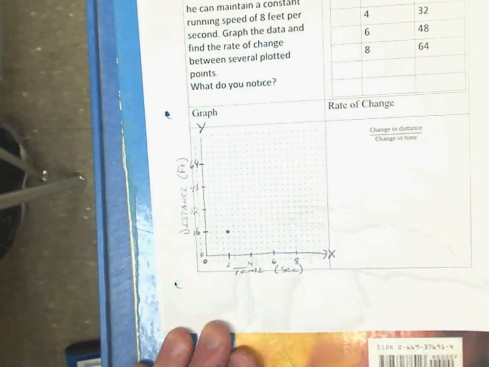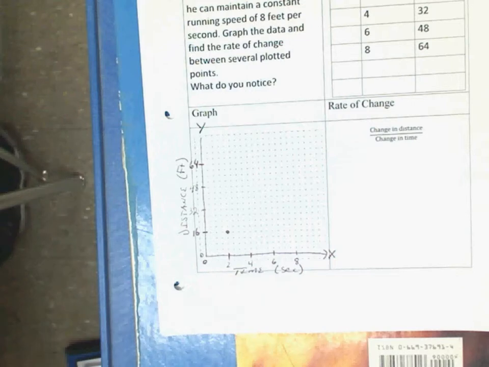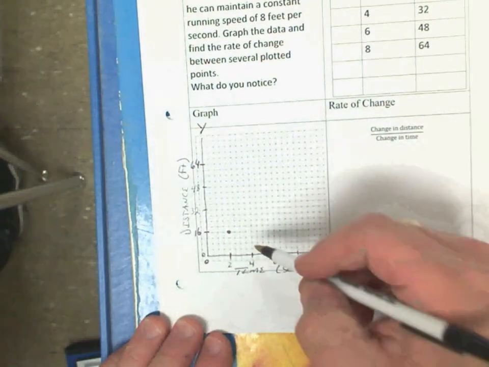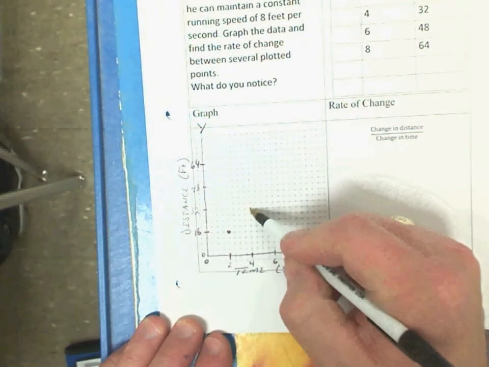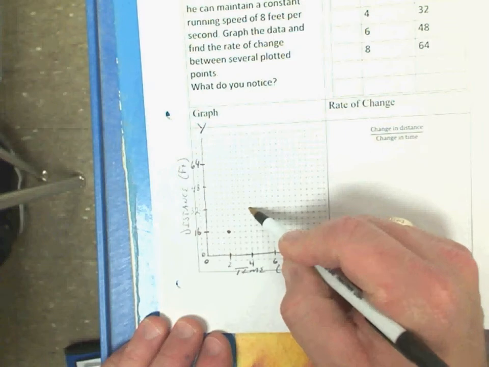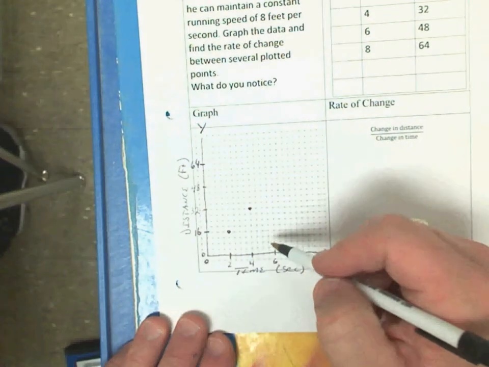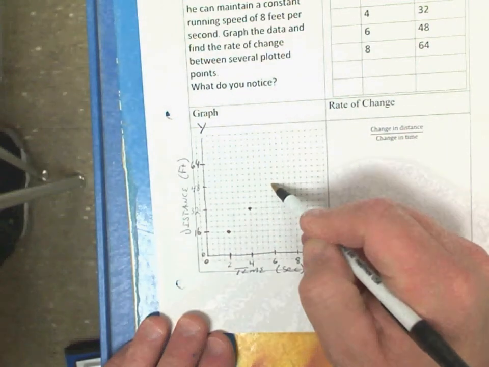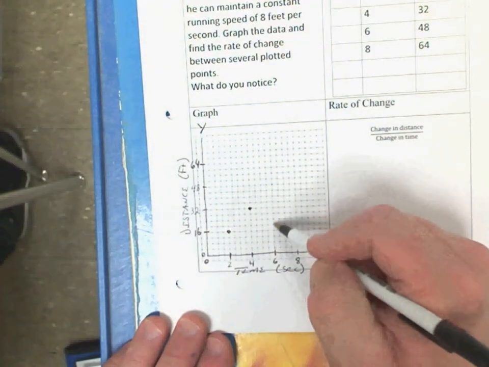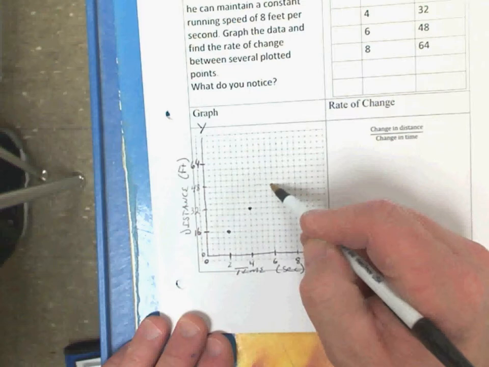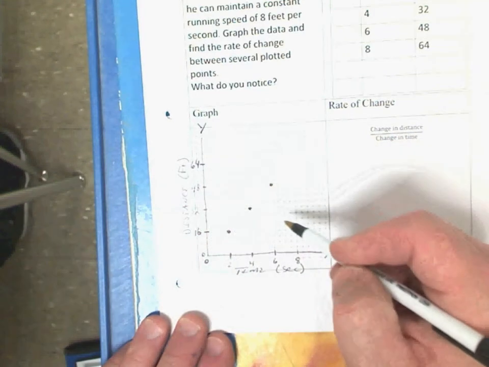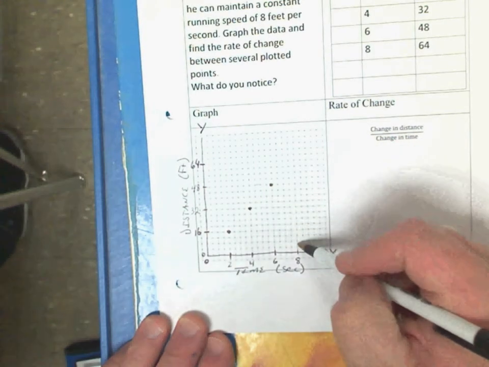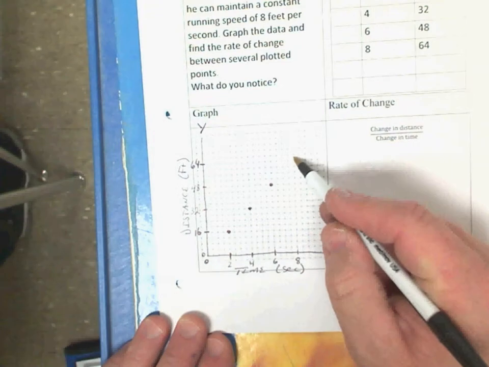What's another coordinate pair? Dorian, what else we got? 4, 32. So we put a point here at 32. What's another, Daniel? 6, 48. Right there. 6. Go over from the x-axis. Go up here to 48. Put a point right there. What's that last one? Shane, what do you got? 8. So we go over 8, and we go up here to 64.